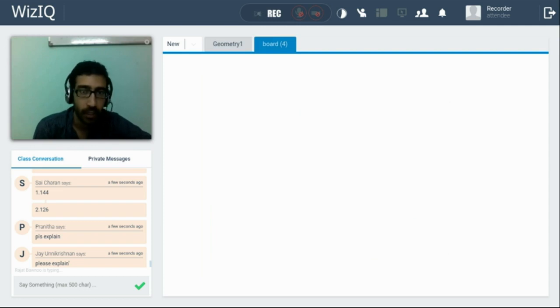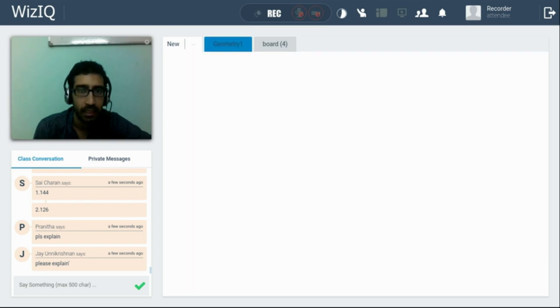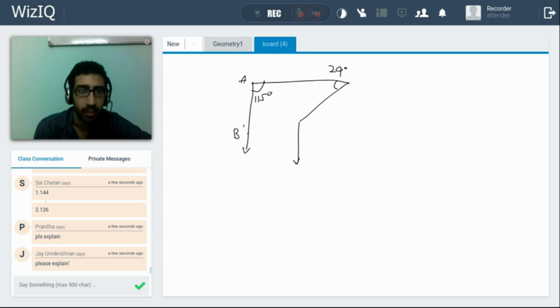Yeah, so we have 2 sets of parallel lines. You have 2 sets of parallel lines here. And I don't think this is the exact diagram. No, it isn't. Something of this sort. This angle is supposedly 115 degrees. This angle is 29 degrees. And we know that AB is parallel to ED. This is AB. And this is ED or DE. Yeah? Now, AB being parallel to ED, I'm just going to extend this.